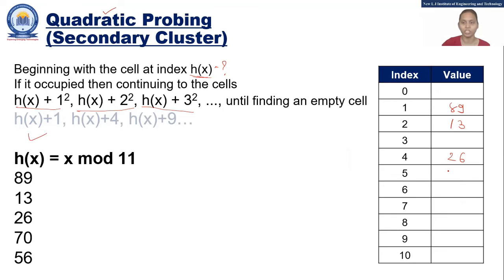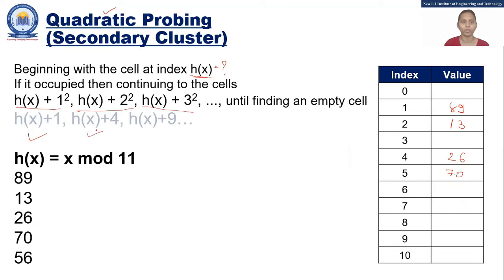So 50 is just empty space, so you can load here 70. Fine. Now 56. 56 mod 11 is what? 56 mod 11 is 1. But 1 is not empty space. So what can you do? H of x plus 1. That means 2. But 2 is also not available.